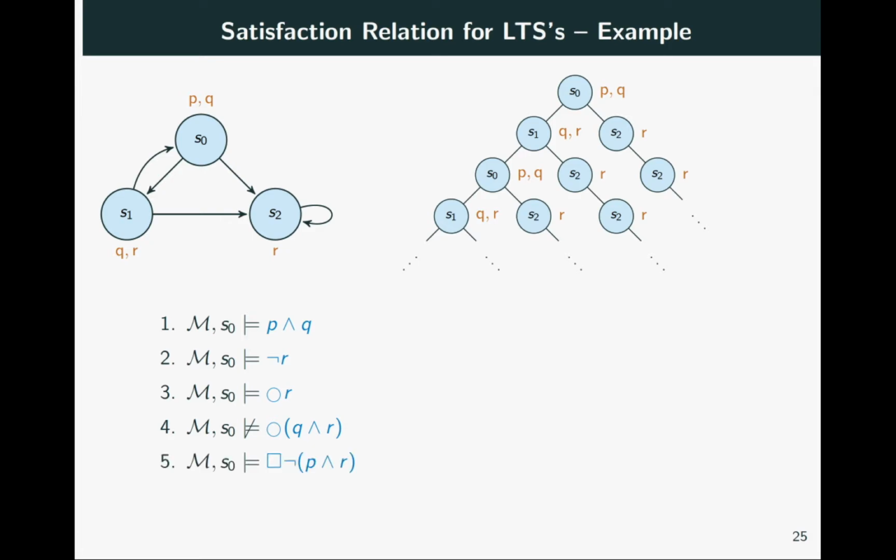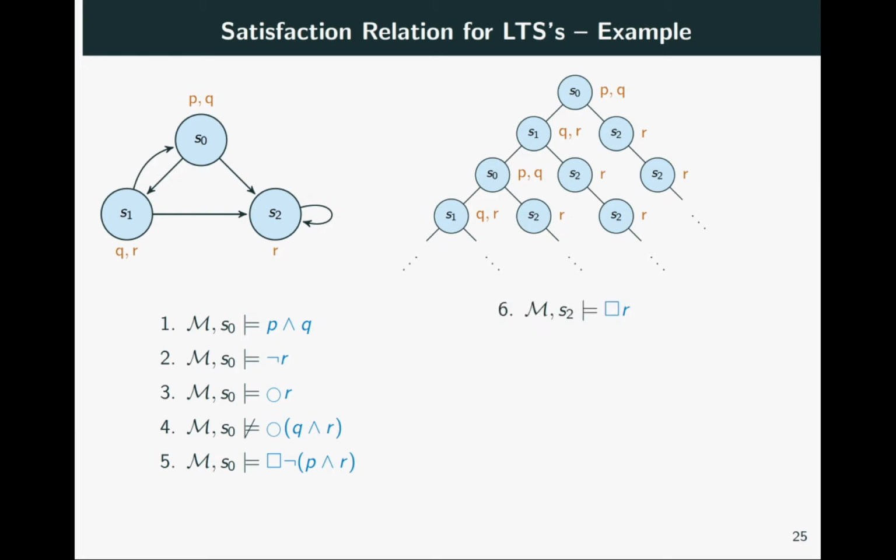More examples. In S0, our LTS satisfies always not (P and Q). To see this, note that whatever path we take, we never get into a state where both P and Q hold, simply because there is no such state. So, trivially, always not (P and Q) holds.